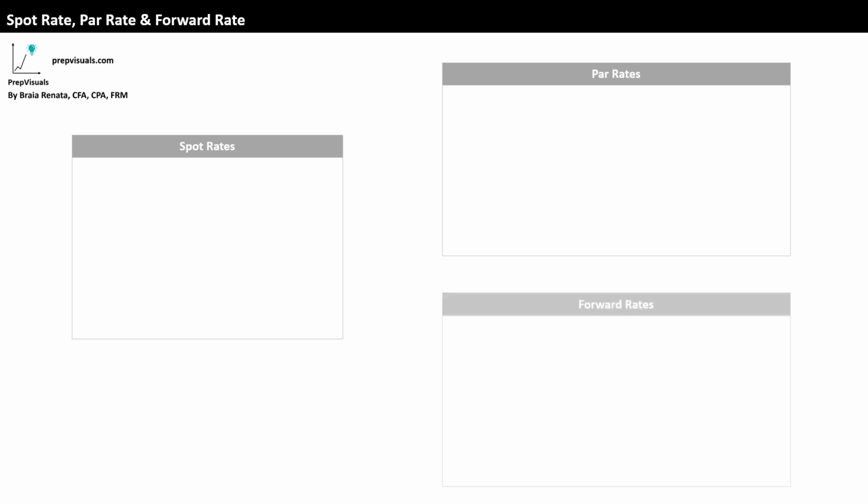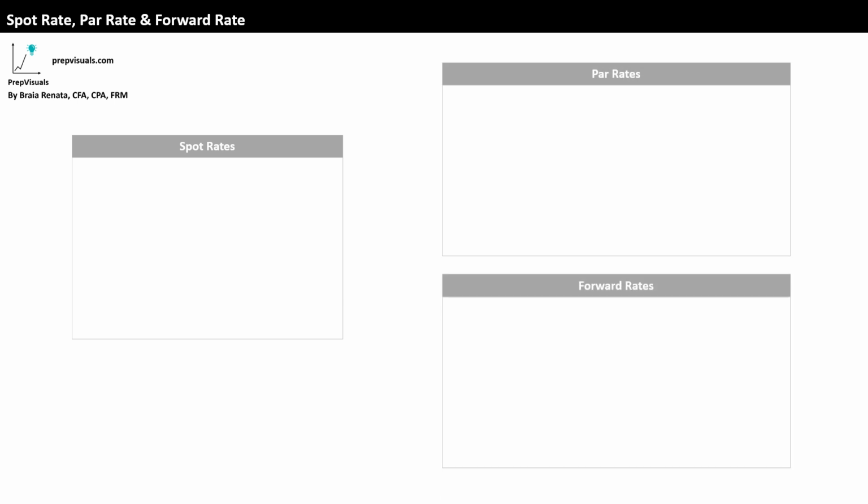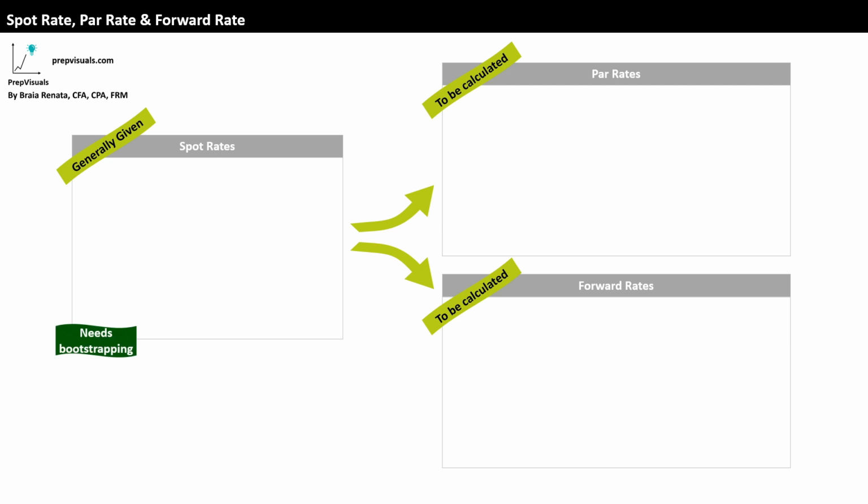So again, we will have a bird's eye view on the spot rate, the par rate, and the forward rate. Now, what I want you to be aware of from a testability perspective is that the spot rates are generally given values, and that there are chances that you might be asked to calculate the par rates and the forward rates based on the given spot rates. And the reason you can expect spot rates to be given is because determining the spot rates is a pretty complicated process. The process itself is called bootstrapping, and I will explain this in a conceptual manner in my next lesson. In this lesson, let's just focus on the big picture.